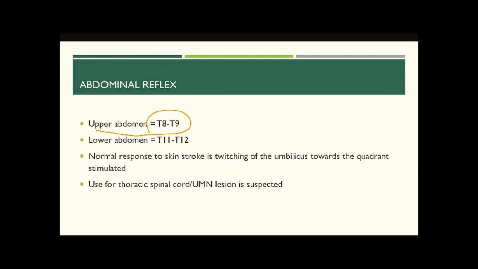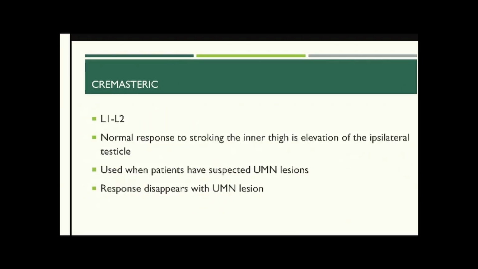And a normal response, twitching of the umbilicus towards the quadrant stimulated. So if you scratch the upper right quadrant, the umbilicus should twitch towards that quadrant. If it doesn't, upper motor neuron lesion is suspected. So remember, these are brain reflexes: the signal has to go from the sensory up to the brain, and the brain has to send the signal back down to have that occur.